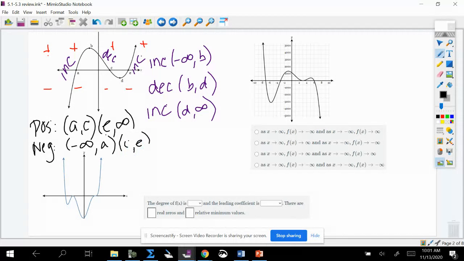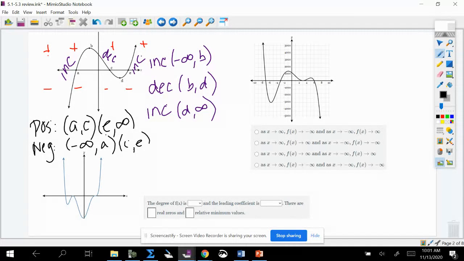So they're going to ask you questions to either write intervals or to describe intervals. I think this particular question said something like, tell me what's happening from A to B. Well, from A to B, it's increasing, and from A to B, it's also positive. So you're looking at just a single interval with those.